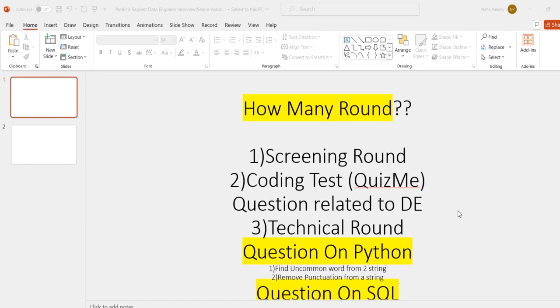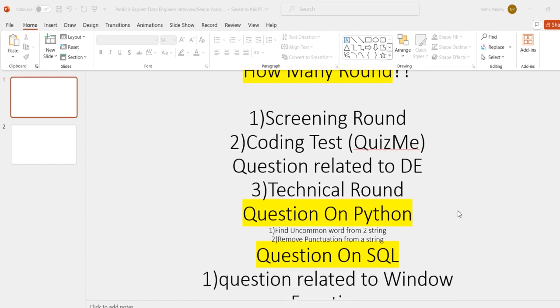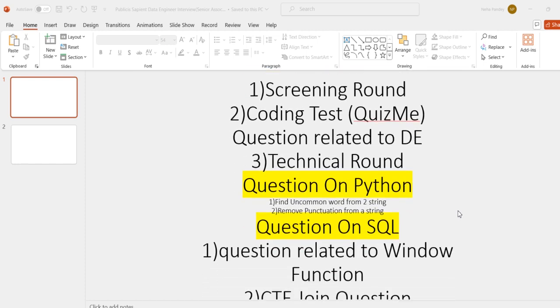Firstly, they cover the basic topics related to Python, SQL, Spark. Then they went on to some cloud, what basically they are looking for. Then they focused on particular projects. Coming to the technical round, they asked questions on Python. They asked me two questions on Python.